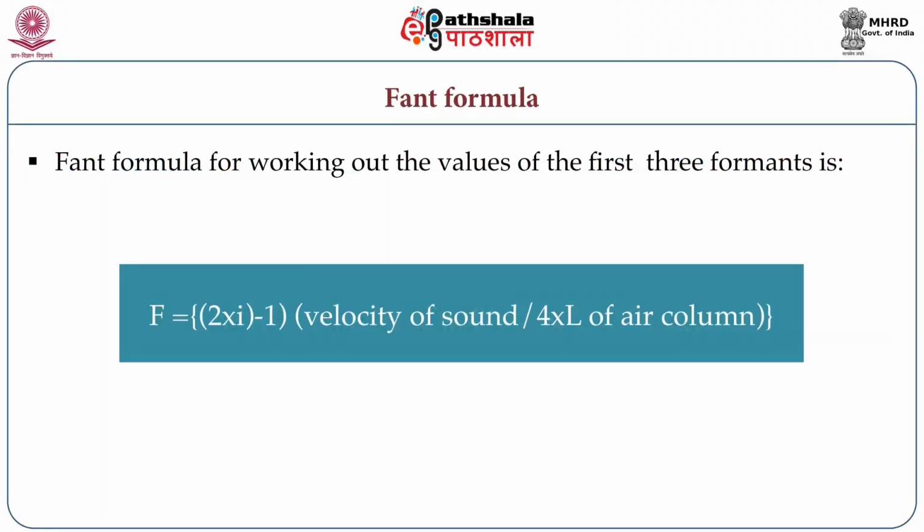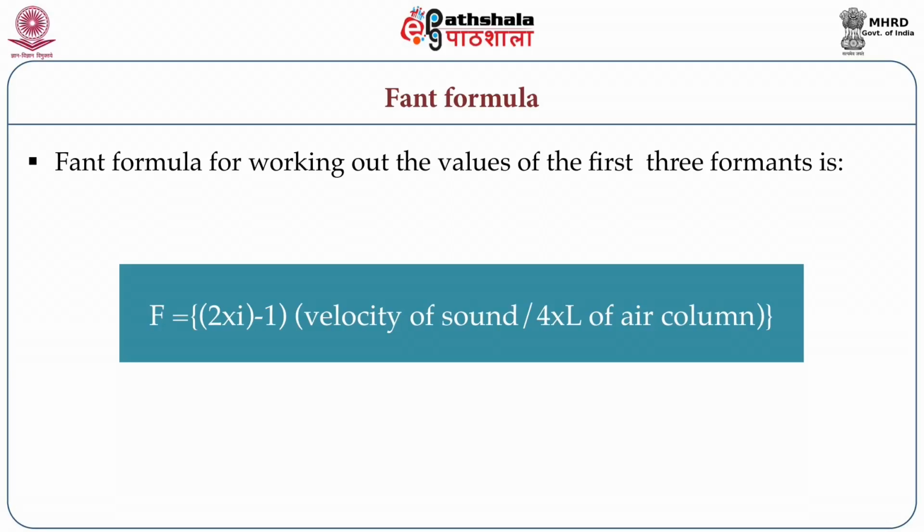Now here is a formula before you, the Fant formula, for working out the values of the three formants. Now this F is a formant, and which formant is it? 2 multiplied by i, where i refers to the number of the formant, whether it is the first formant or the second or the third. It could be 1 or 2 or 3. Now multiplied by i and then minus 1.